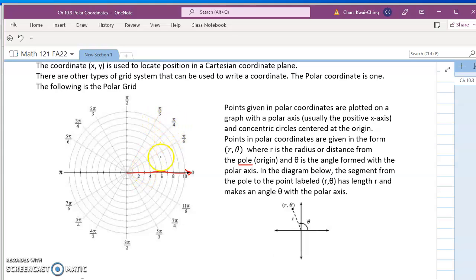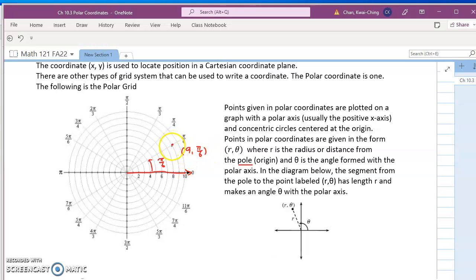For example, there is this ready-made line that radiates from the pole. This is pi over 6. That means every single point on it is at a certain radius, but the angle from the polar axis is pi over 6, which is 30 degrees. So if I want to identify this point, the radius is 9, and it is at a position that is pi over 6 from the polar axis. So I will call this point 9, pi over 6.